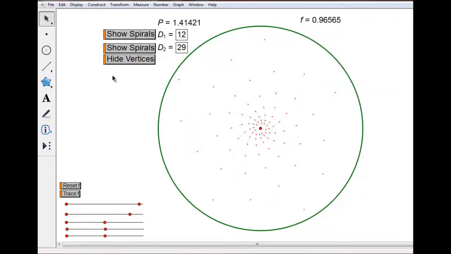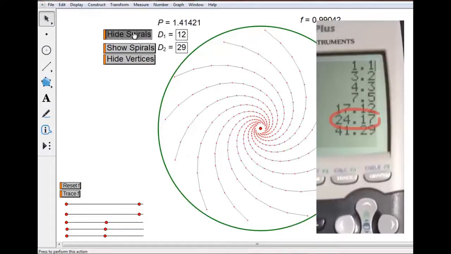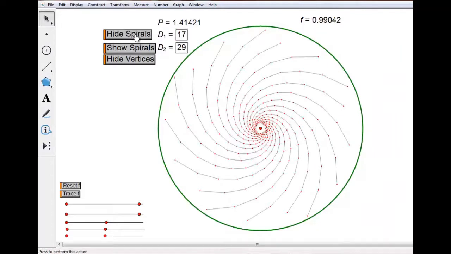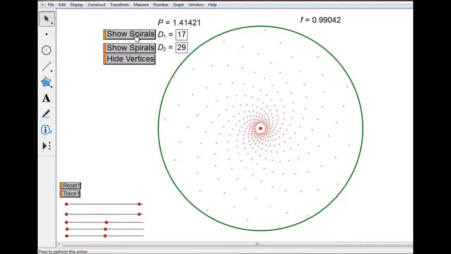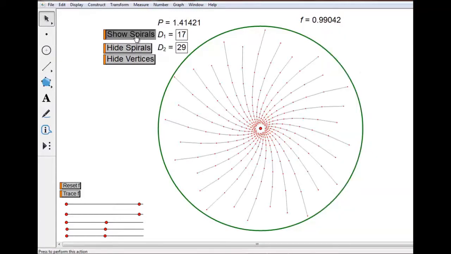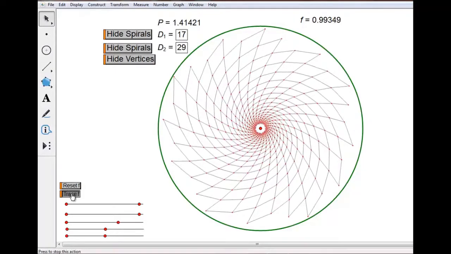Continuing on, we still see the set of 12 spirals, but now we begin also to see spirals from 24/17. There's the 12 spirals, but we also see 17 spirals this way. 41/29 is also becoming evident. All of these different rational approximations can be seen in this view, but the spirals all look curved, indicating that they're all a little bit off.